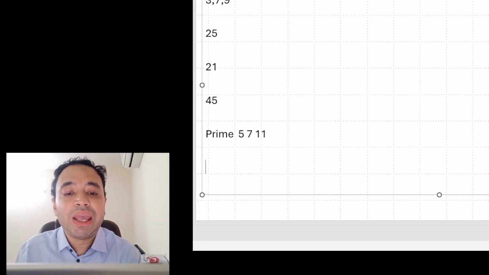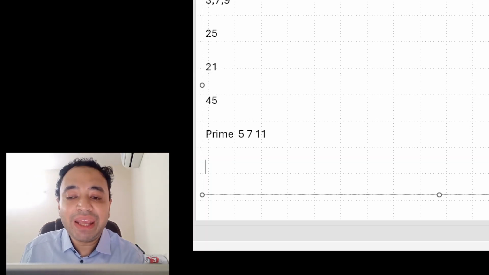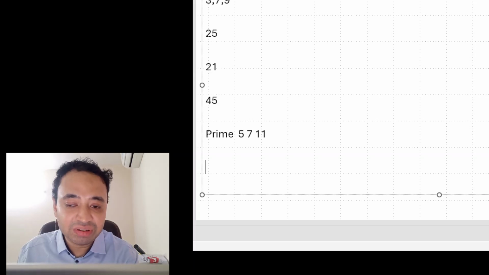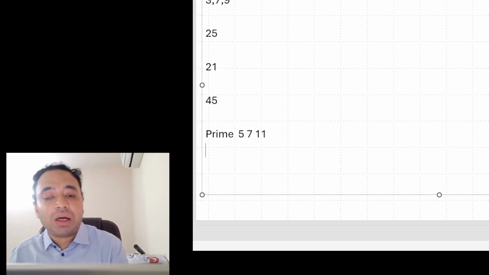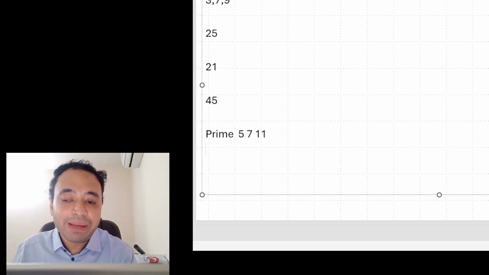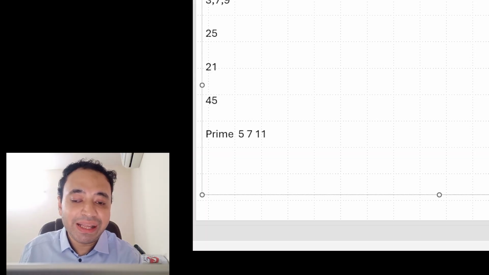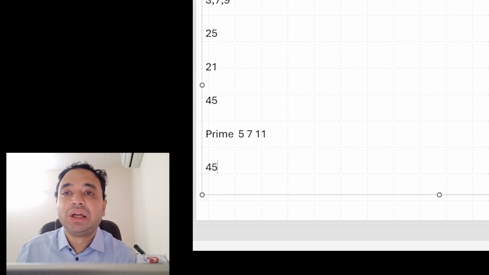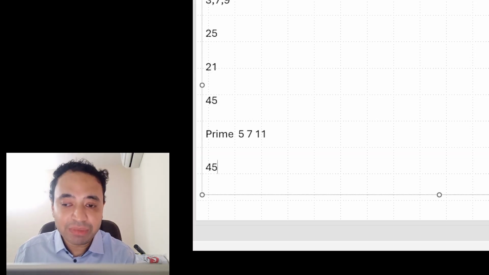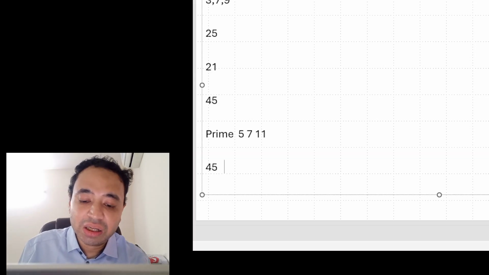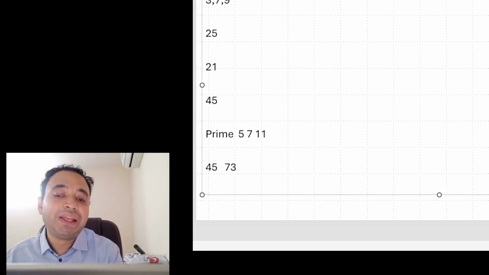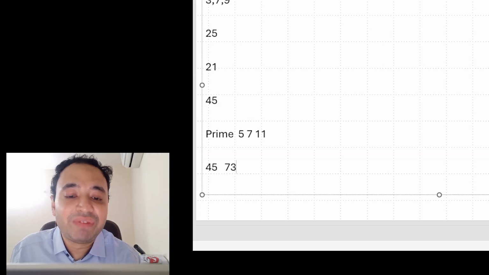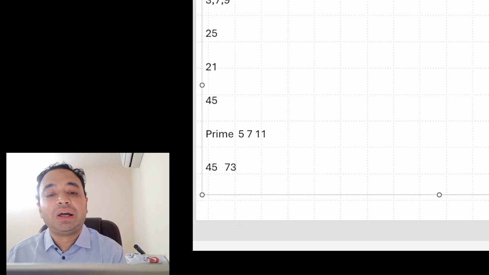So to make it short, if you take any number and it is divisible by 2, 3 or 5, those numbers are non-prime numbers. If I take 45 as an example, it is divisible by 5, hence it is not a prime number. If I take 73, it is not divisible by 2, 3 or 5, hence it is called a prime number.